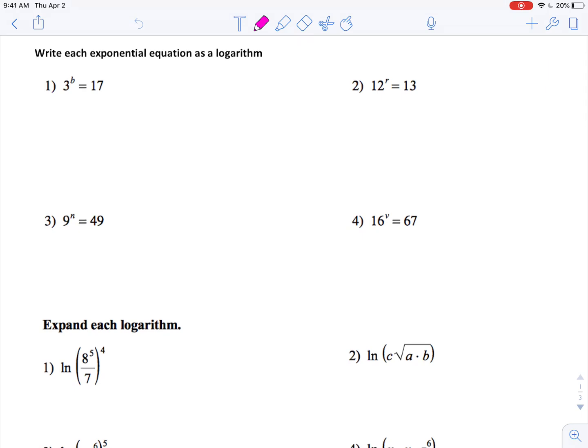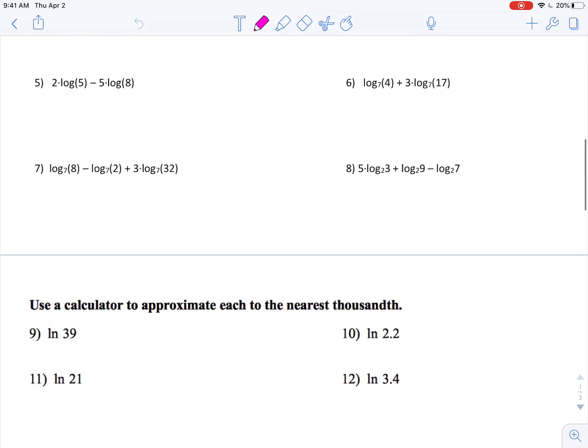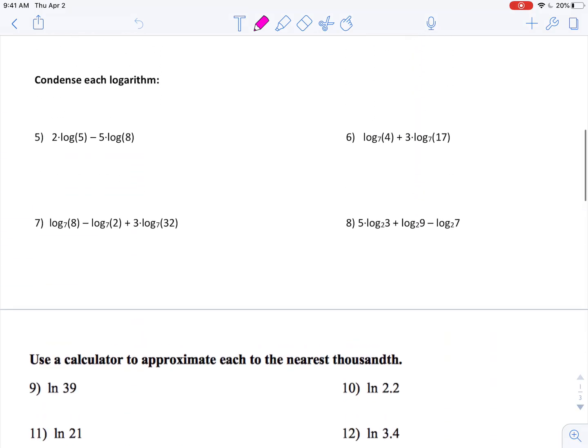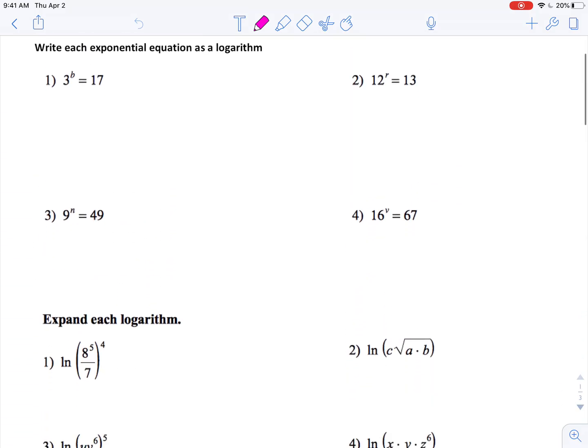Today we're going to review exponents and logarithms. And tomorrow we'll do our SchoolNet quiz over exponents and logs. This will cover expanding, condensing, writing logs as exponents, writing exponents as logs, as well as solving some logarithmic equations. Now, we're going to write these exponential equations as logarithms.